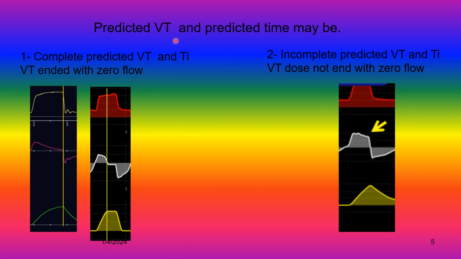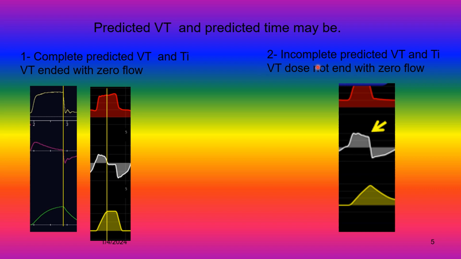The predicted tidal volume and the predicted inspiratory time may be either complete predicted tidal volume and complete inspiratory time for this tidal volume, and this is defined by when the tidal volume ended with zero flow. Look at this. This is the tidal volume and this is a zero flow. Here, this is the tidal volume and this is zero flow, and this is an inspiratory pause.